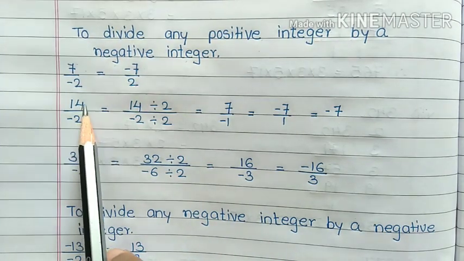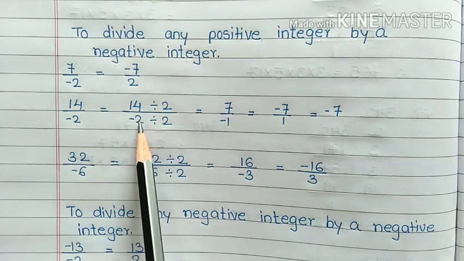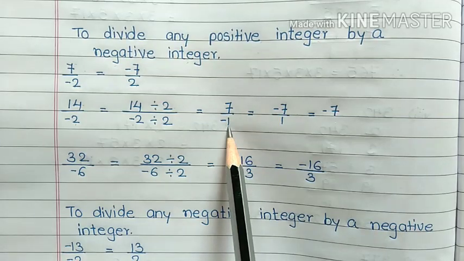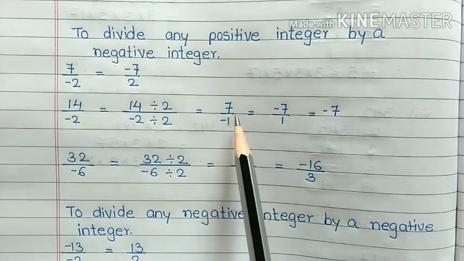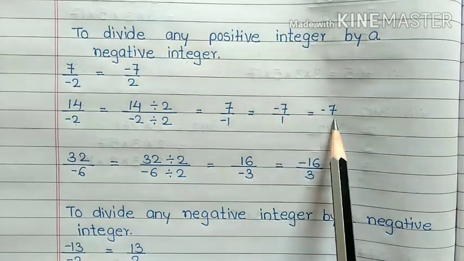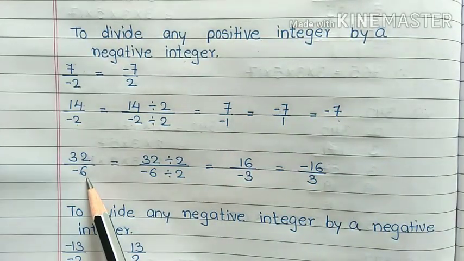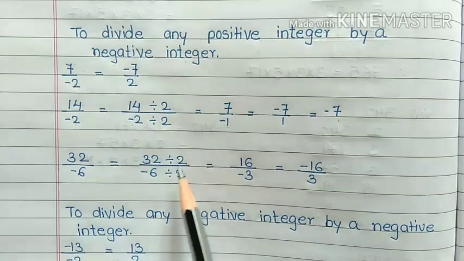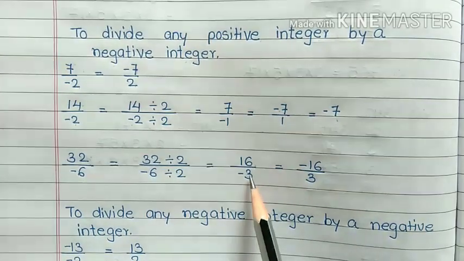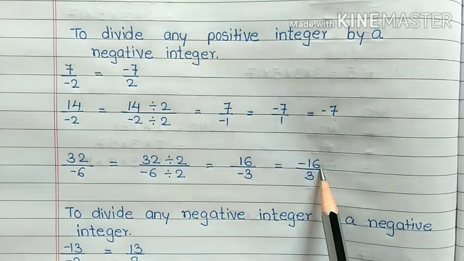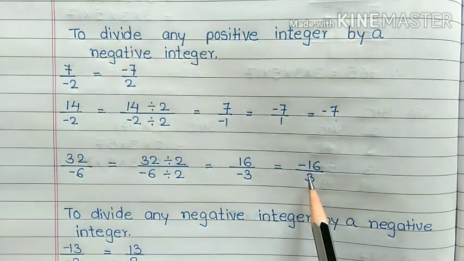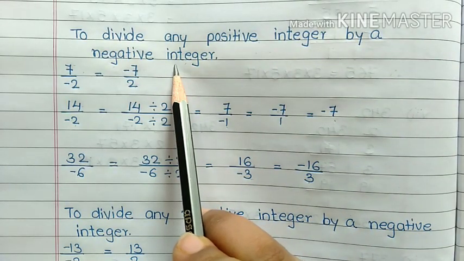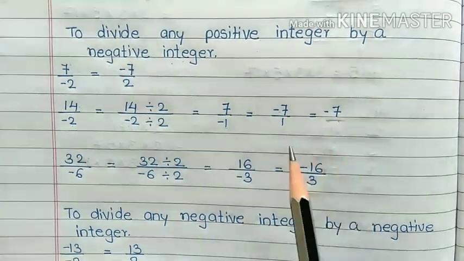Next example, 14 upon minus 2. It is divisible by 2, so 14 divided by 2, minus 2 divided by 2. The answer is 7 upon minus 1, but we write the negative sign in the numerator, so the answer is minus 7. 32 upon minus 6. Both numbers are divisible by 2, so 32 divided by 2, minus 6 divided by 2, gives 16 upon minus 3. The answer is minus 16 upon 3. So when we divide a positive integer by a negative integer, do the division and give the negative sign to the numerator.